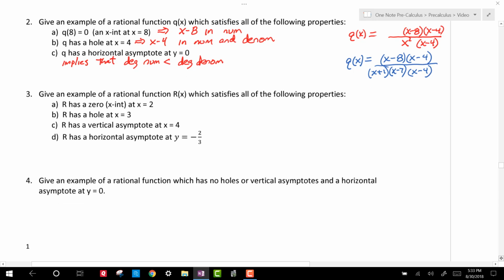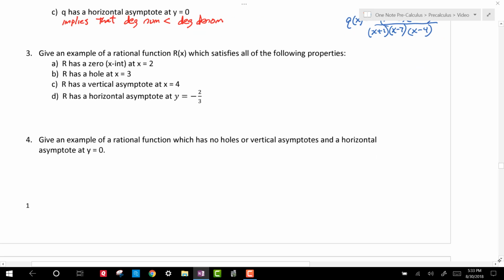All right, next one. Number 3, give an example of a rational function r of x which satisfies the properties. R has a 0 at x equals 2. All right, so let's do r of x. I have a 0 at x equals 2, so that implies in my fraction that I need a factor of x minus 2. All right, letter A is taken care of. R has a hole at x equals 3, so that implies that I need an x minus 3 in the bottom and an x minus 3 in the top. There's my hole, good to go there.